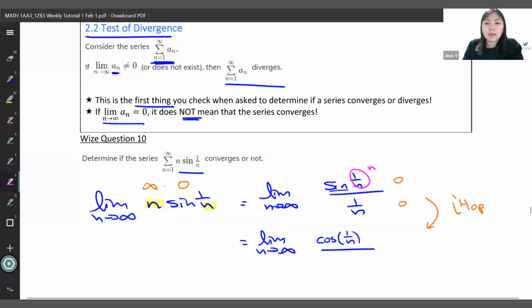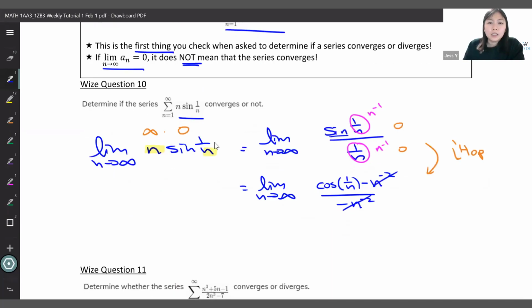1 over n is n to the negative 1, right? And then we can find the derivative there. That's negative n to the negative 2. In the denominator, same thing. So those actually cancel. So this leaves us with cos of 1 over infinity when I substitute the infinity, which is cos of 0, and that is 1, not 0.